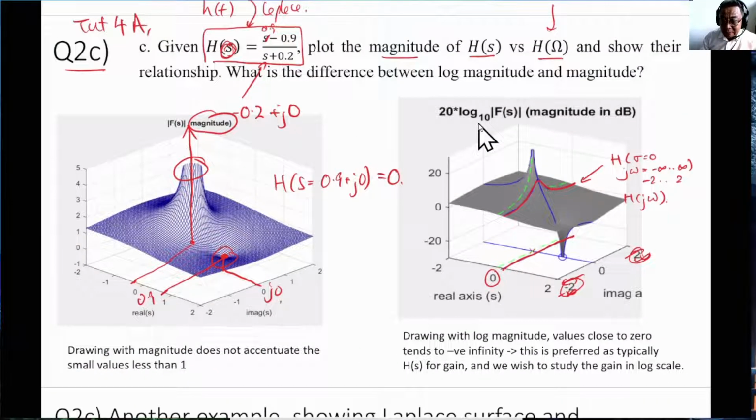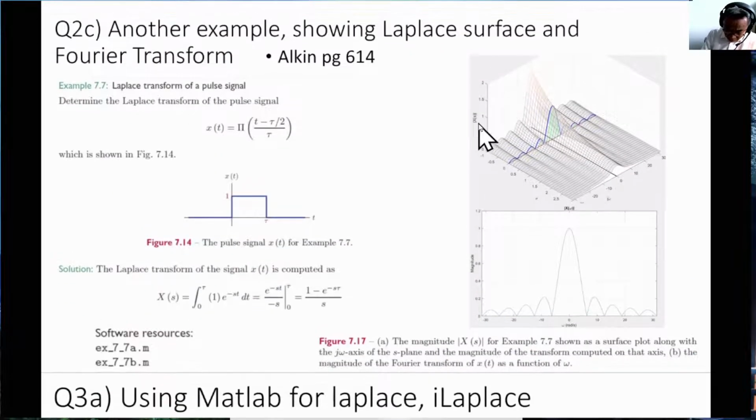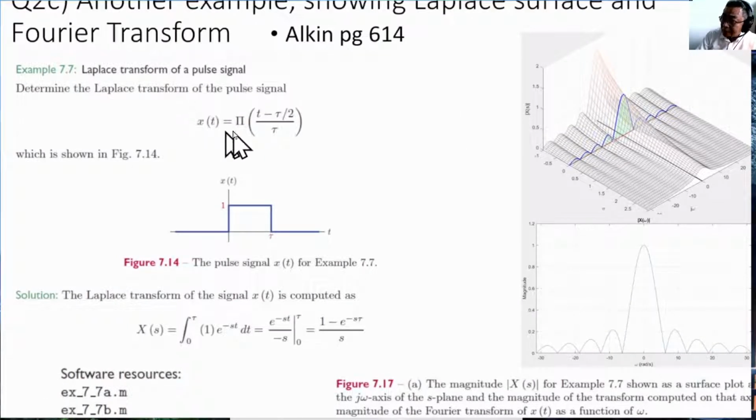I'll give you one more example of the plot between the Laplace h of s versus h of omega. In this example, x of t is the rectangle pulse. So x of t is this pulse over here. It has a width of tau, and it is delayed by tau over 2. So we have a unit pulse, and remember the unit pulse will produce the sinc function.